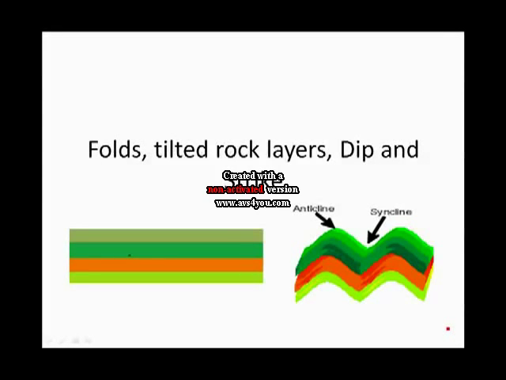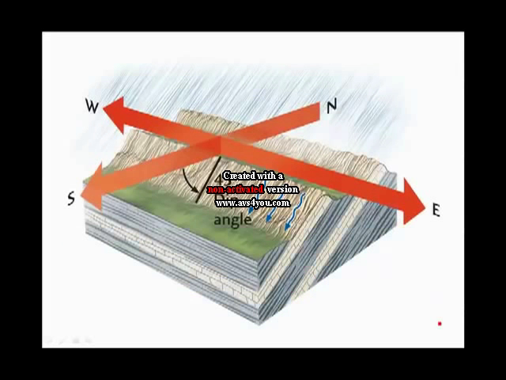Sedimentary rock layers begin by being horizontal, but under stress they will fold into anticlines and synclines. Geologists want to describe the amount of folding and tilting, and to do so they use the terms dip and strike. Here we have a tilted rock layer. The rock layer is dipping at 45 degrees.